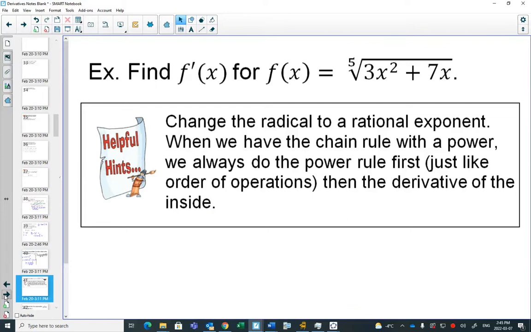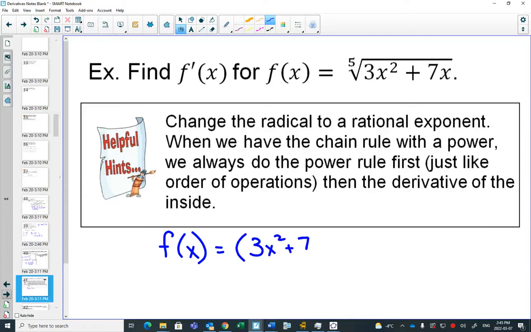Another chain rule, we have the 3x squared plus 7x inside of our function, which is the fifth root. In order to change this into a format we can use, a fifth root is an exponent of 1/5.